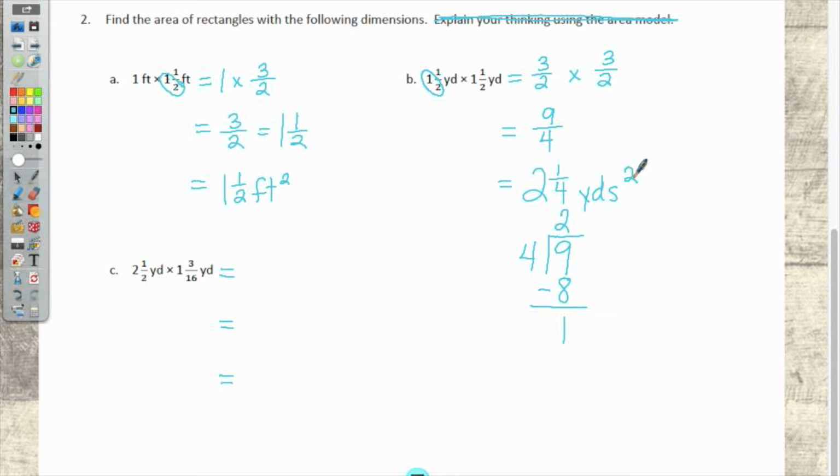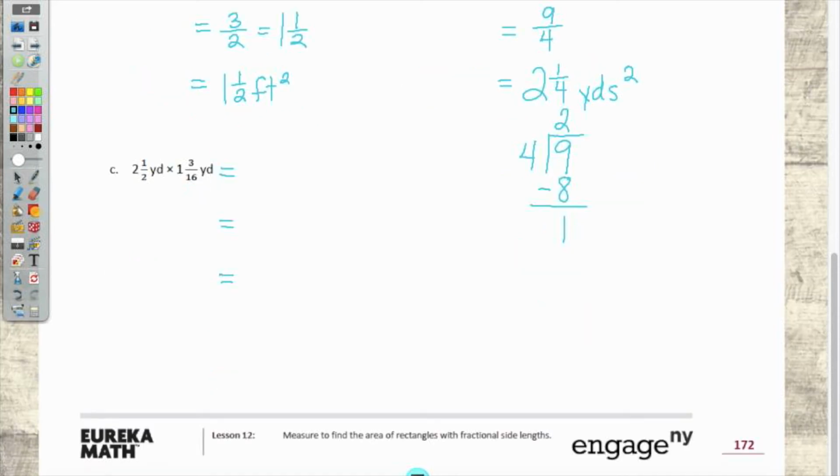Okay, the next one. Do you like this way better than the area model? So do I. You're welcome for letting you do it. Thank you. Okay, so help me out. We've got to change these 2 mixed numbers to improper fractions. George A., do the first one for me. 2.5. So 2 times 2 plus 1. Does my denominator change? No.